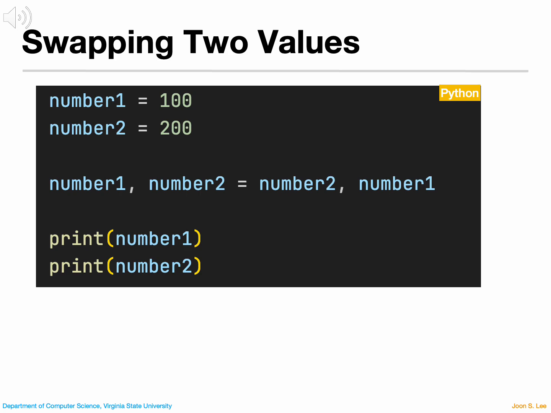What's happening behind the scenes is tuple unpacking. Python first packs the values on the right side into a tuple, then unpacks them on the left side into the corresponding variables. No temporary variable is needed, and it's much cleaner and easier to read. This is a great example of how Python simplifies things. What takes 3 lines in Java can be done in 1 elegant line in Python.